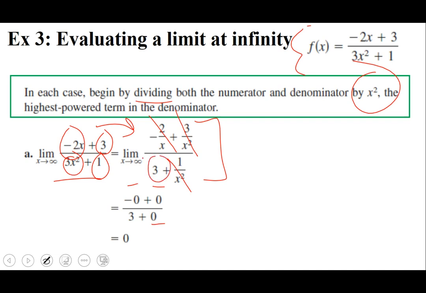The only term that actually has a limit is this 3 in the bottom here, but because the numerator turns out to be 0, 0 divided by anything would of course give you a limit of 0.